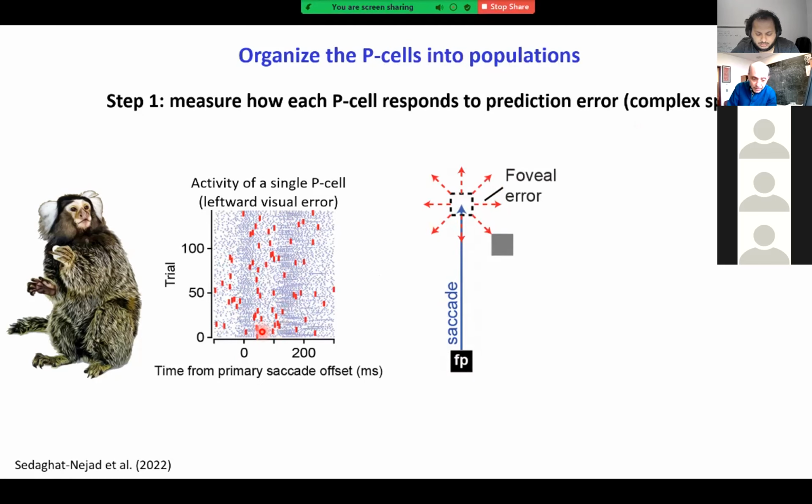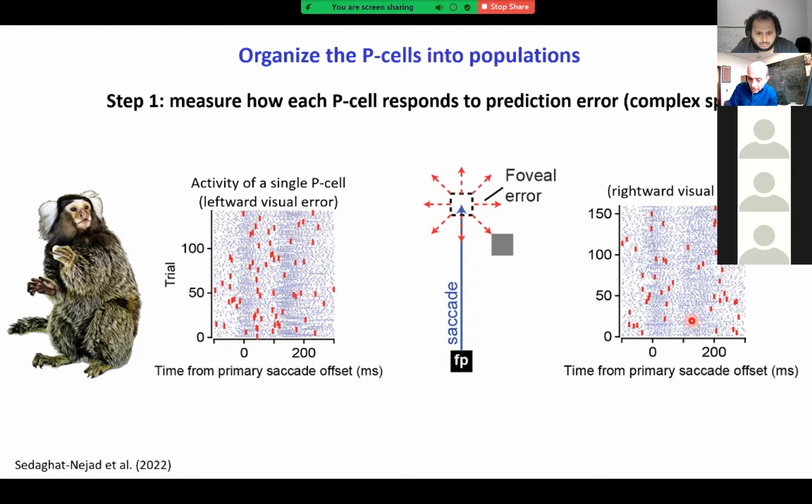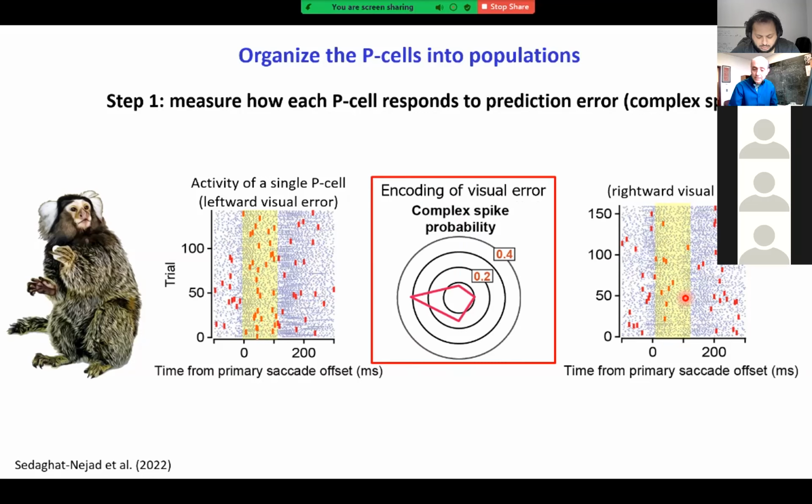You see that it's generating them when the saccade ends at time 0. Afterwards, there's some group of complex spikes that are generated. When the jump is to the right, you see there are hardly any complex spikes generated. So this Purkinje cell cares about errors to the left, not so much errors to the right. You can measure its tuning to error like this. Fine. So what we found is that this Purkinje cell was getting error information from a particular part of the superior colliculus. It cared about, in this case, leftward visual errors.